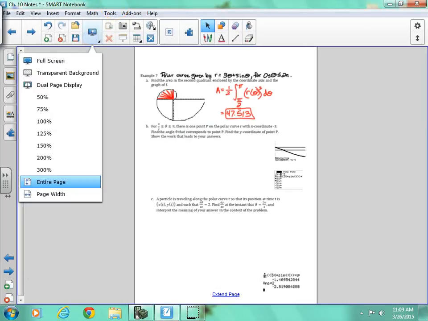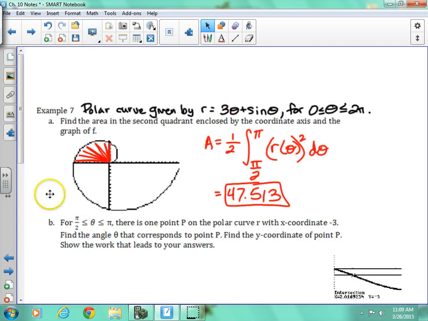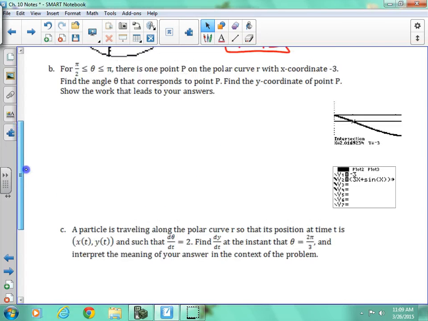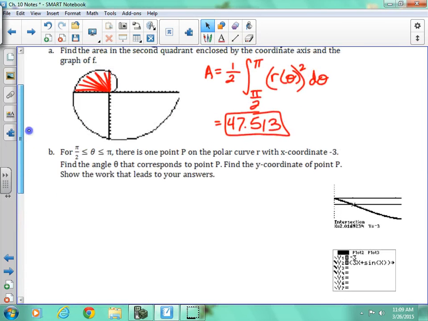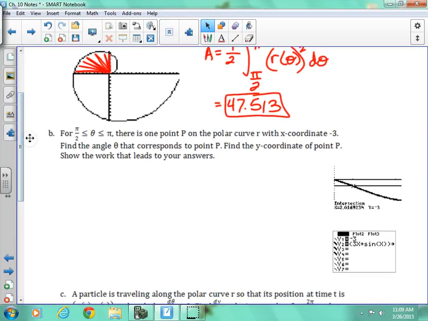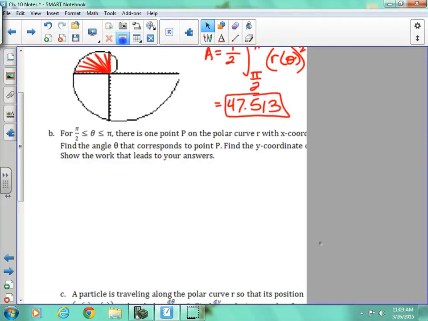How about B? What's going on? There's our graph. Pi over 2 less than or equal to theta less than or equal to pi. There is one point P on the polar curve with x coordinate negative 3. Find the angle theta that corresponds to point P. Find the y-coordinate of P. Show the work that leads to your answers. Well, how do I even? I don't want to give everything away right now.